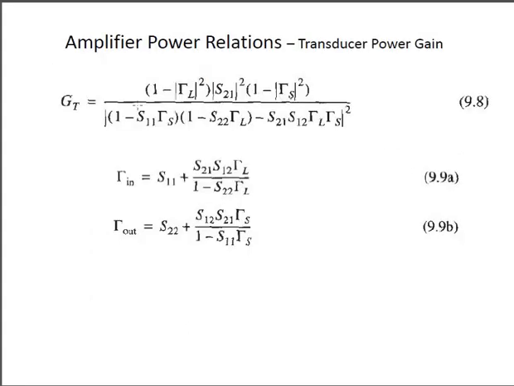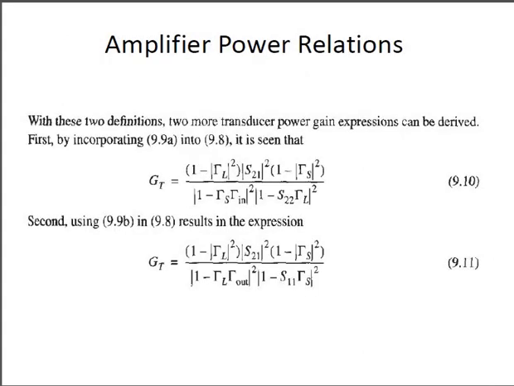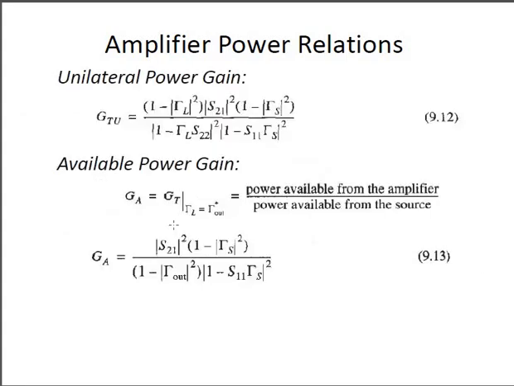So after substituting we will get this transducer power gain relation, where gamma N is equal to S11 plus S21 S12 gamma L by 1 minus S22 gamma L, whereas output reflection coefficient is equal to S22 plus S12 S21 gamma S by 1 minus S11 gamma S. So these two cases we are getting from this amplifier relations. Then after substituting we will get the overall transducer power gains by equation number 9.10 as well as equation number 9.11.